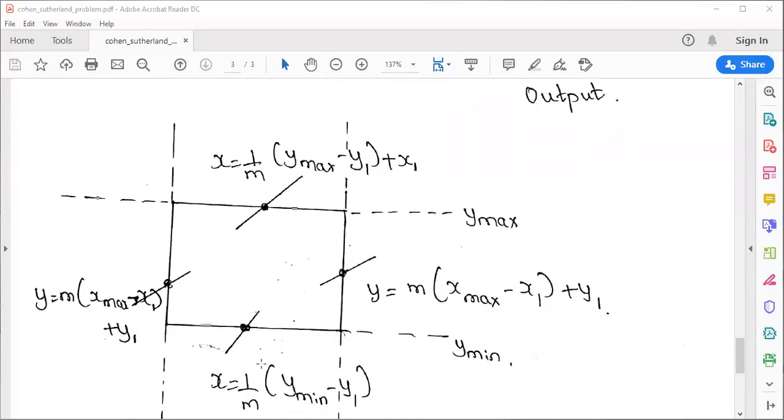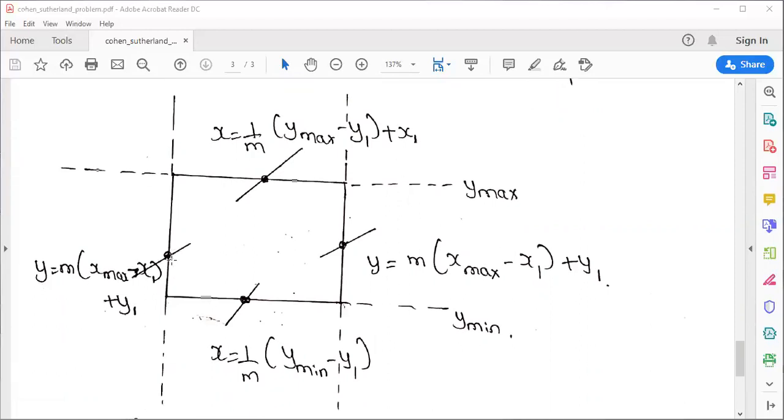So here are the different formulas which you have to use, right? If you have the clipping window, and you are finding the left intersection point, your x value will be the same as your x min value, or x max value for the right. So y will be equal to m into x max minus x1 plus y1, right? Whatever is the value of x you have to take.